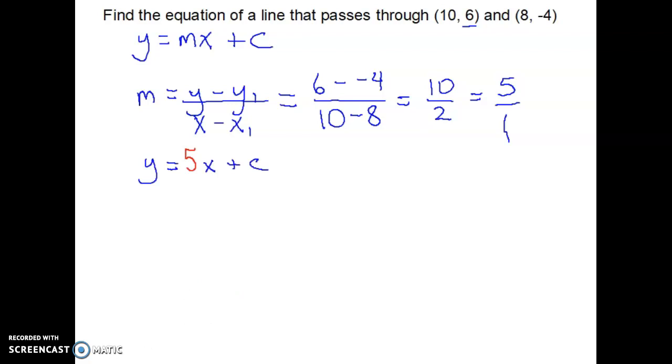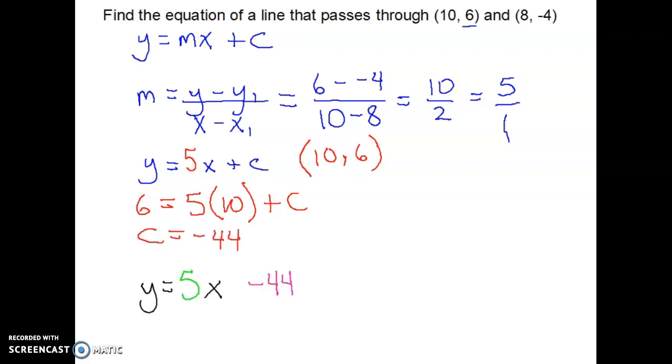I almost have my equation. The problem is I don't know where the y-intercept is. Remember, C represents where the line crosses the y-axis. In order to find out what C is, I'm going to choose one of the points. I'm going to choose (10, 6) again. The 6 is the y, the 10 is the x, so I'm going to substitute them in. At this point, I'm just going to do a little bit of simple algebra to determine what C is.